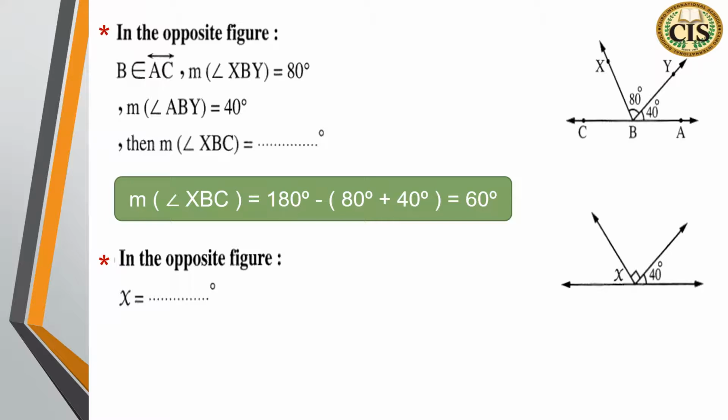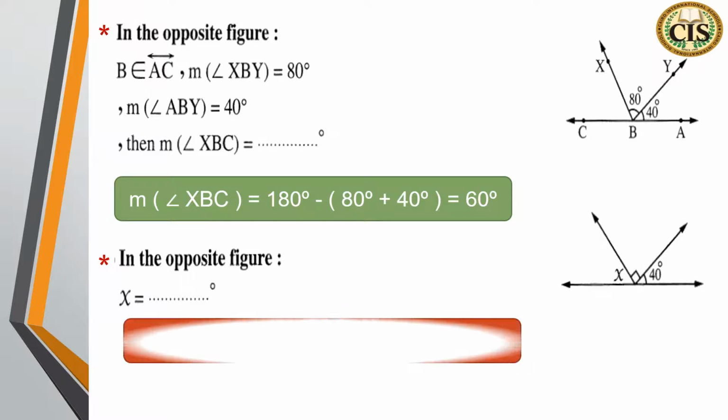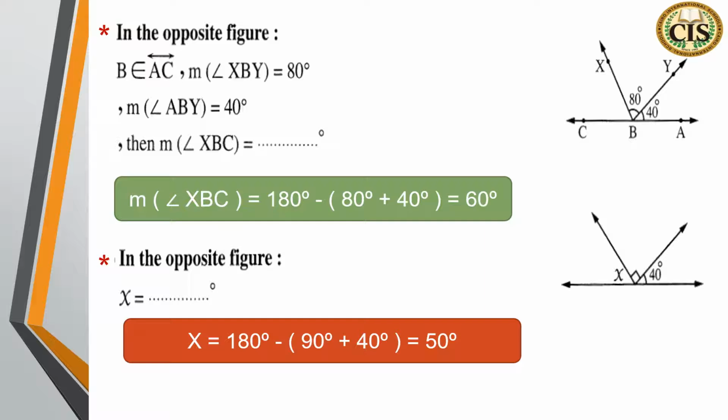In the opposite figure, the value of x equals what? This is a straight line. Here the measure of the angle is 40 and this is a right angle. So the value of x equals 180 minus (90 plus 40), which equals 50 degrees.